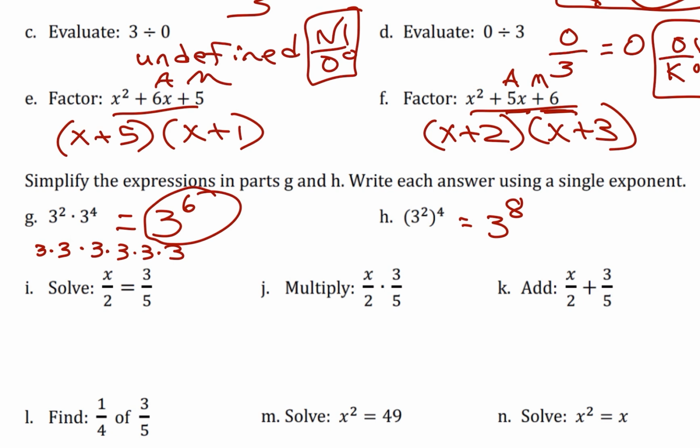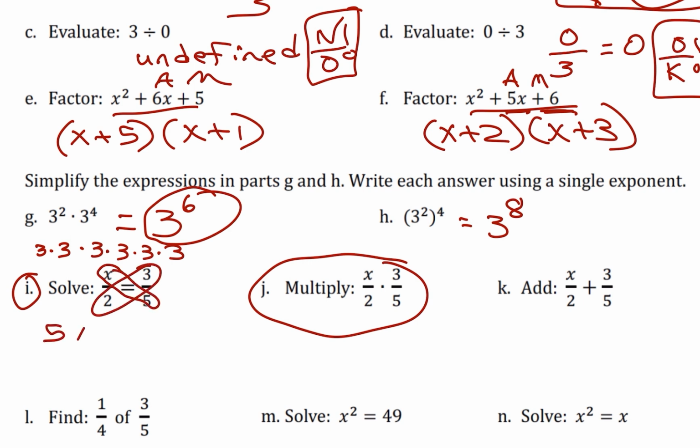Okay, let's look at I, J, and K, and even L we'll look at in a minute. But a lot of times I hear students say, oh, do we cross multiply here? No, in J you don't cross multiply. Cross multiplying occurs in problem I, where there's an equal sign between two fractions. That's when you cross multiply. So when you cross multiply, we can say 5x equals 6 and divide both sides by 5. And so x is equal to 6/5.